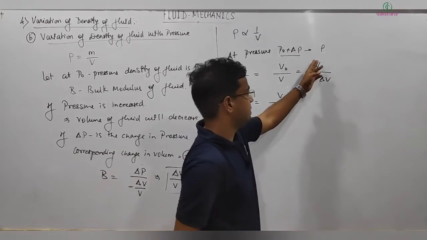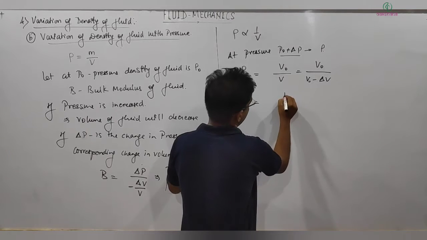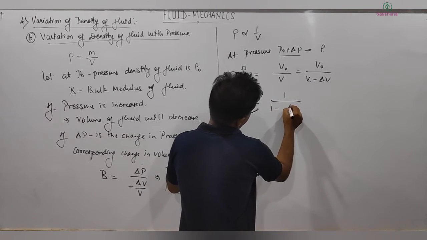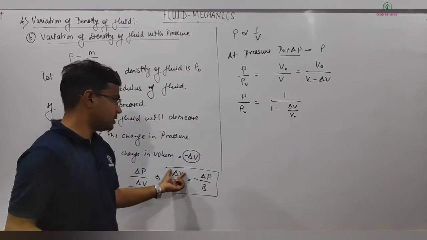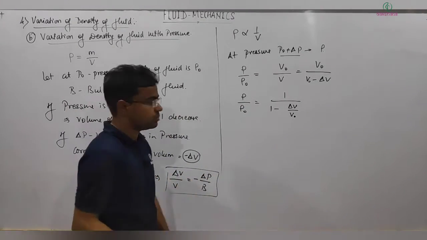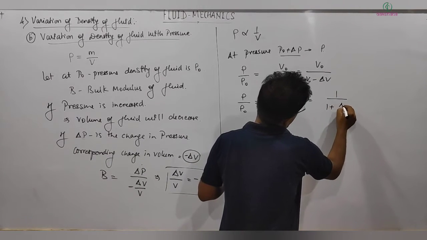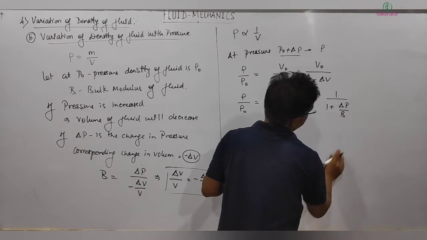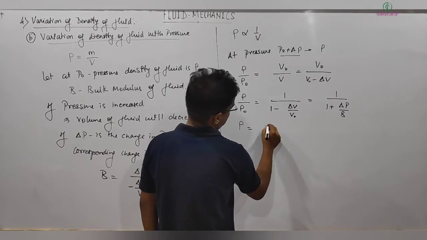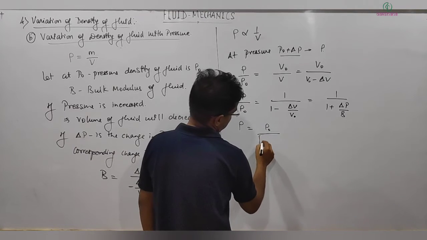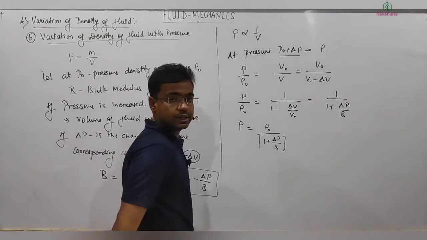If I simply divide numerator and denominator by V naught, then what will I get? Simply it's 1 divided by 1 minus delta V divided by V naught. I can substitute delta V by V naught, it's equal to this quantity. So this will be 1 by 1 plus delta P divided by B, is it? So rho is coming out to be rho naught divided by 1 plus delta P by B, is it?